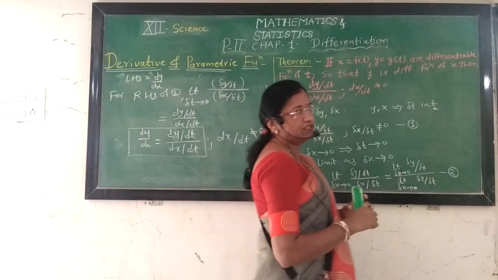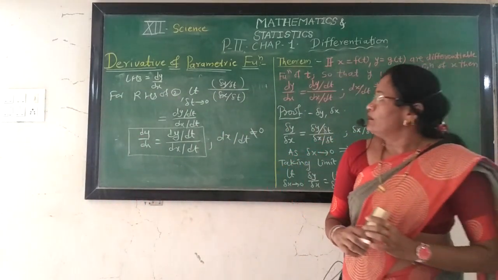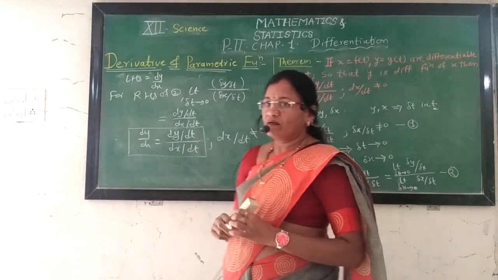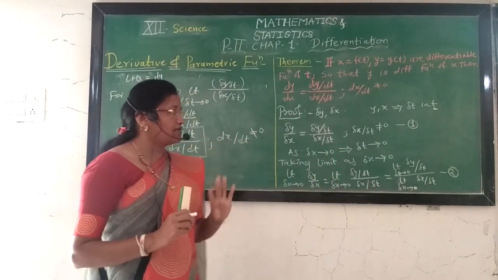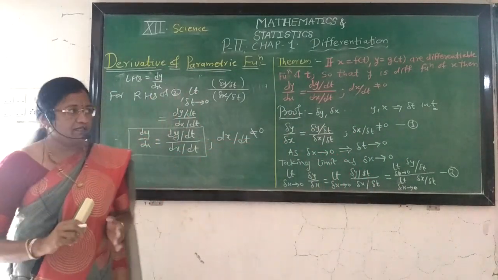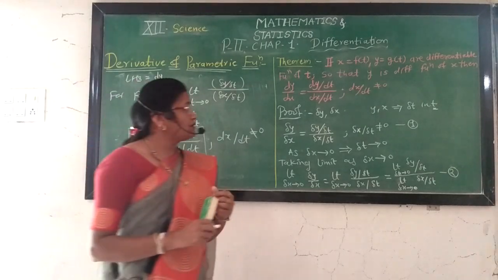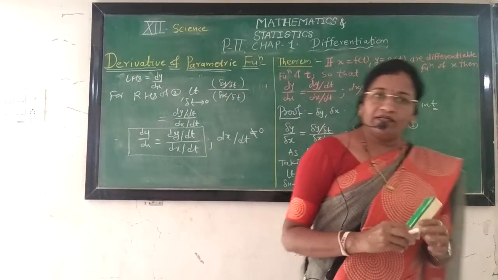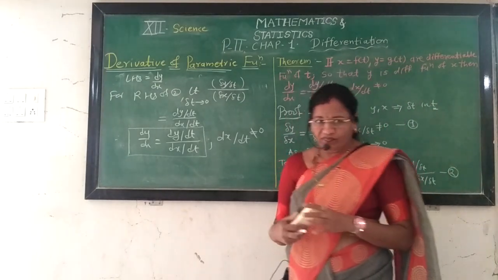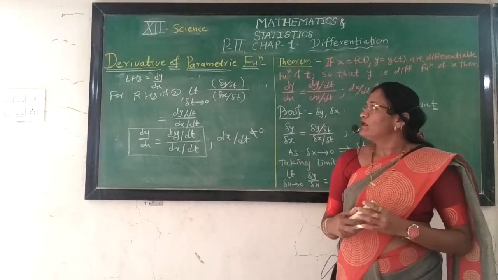Many times this question is asked in the board exam for 3 marks, or if an example is asked on this theorem, then it carries 4 marks. Now we see some examples on this theorem, the derivative of a parametric function. Again, the examples are very easy.